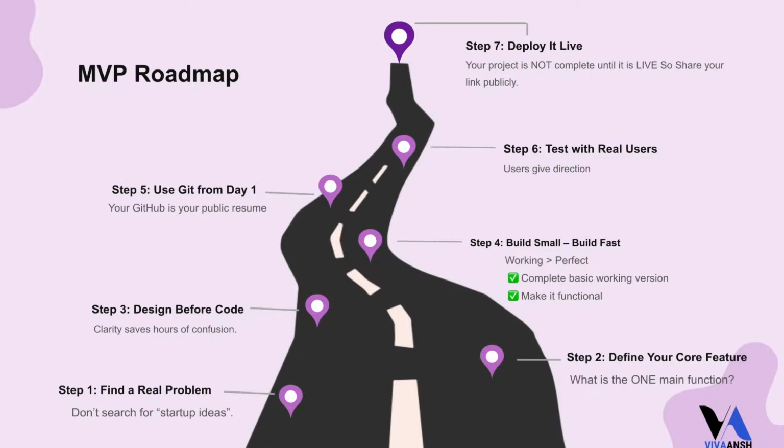Don't directly put in the code at the start, saying I want to code in Node.js, Python, React.js, or deploy open source Kubernetes. Don't do it directly. Firstly, design. Then the fourth step: build small, build fast. Don't make complex things. Just a complete basic working version and make it functional.